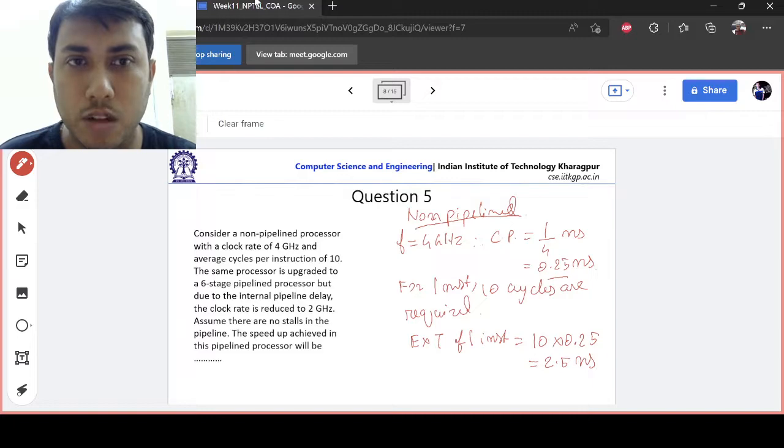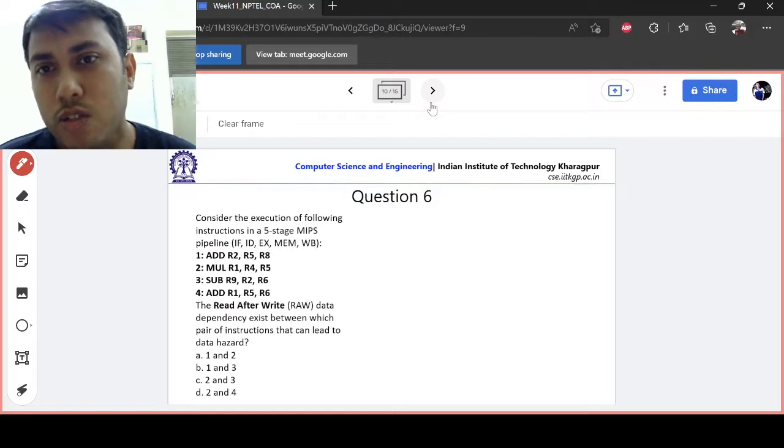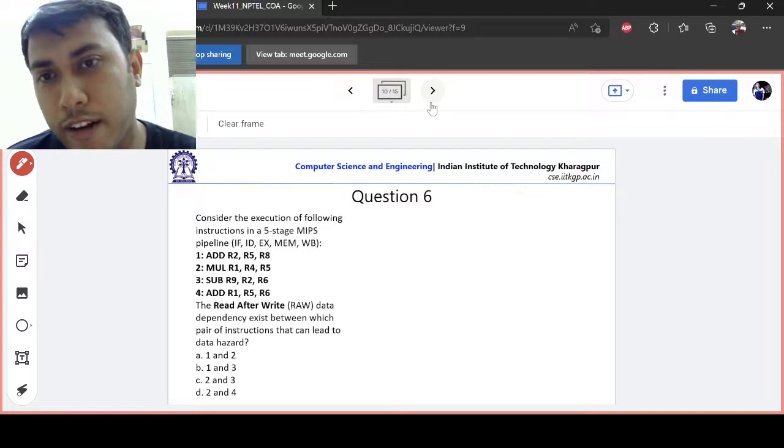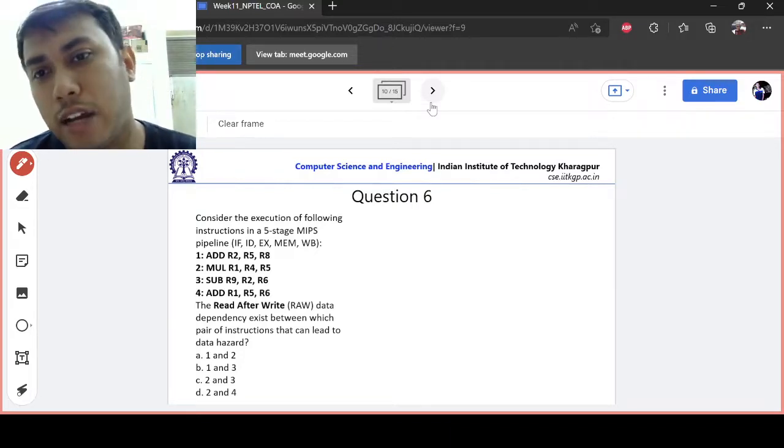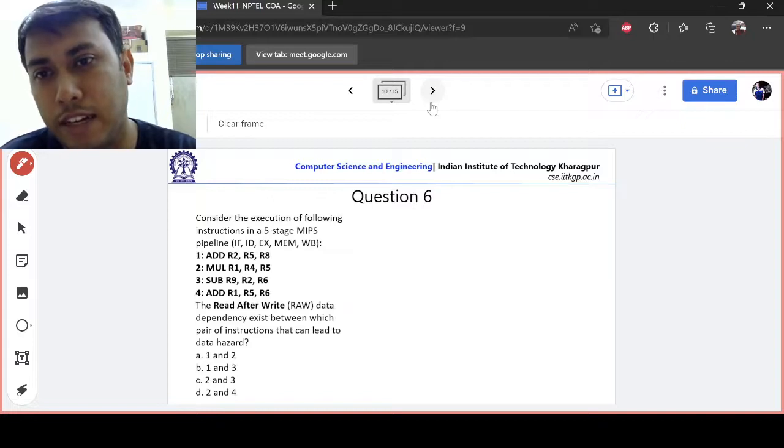Okay, so let's go to the next problem. We have been given these four instructions: add R2, R5, R8; mul R1, R4, R5; sub R9, R2, R6; and add R1, R2, R6. We assume that it is a five-stage instruction pipeline. Between which of them may a RAW data hazard occur?